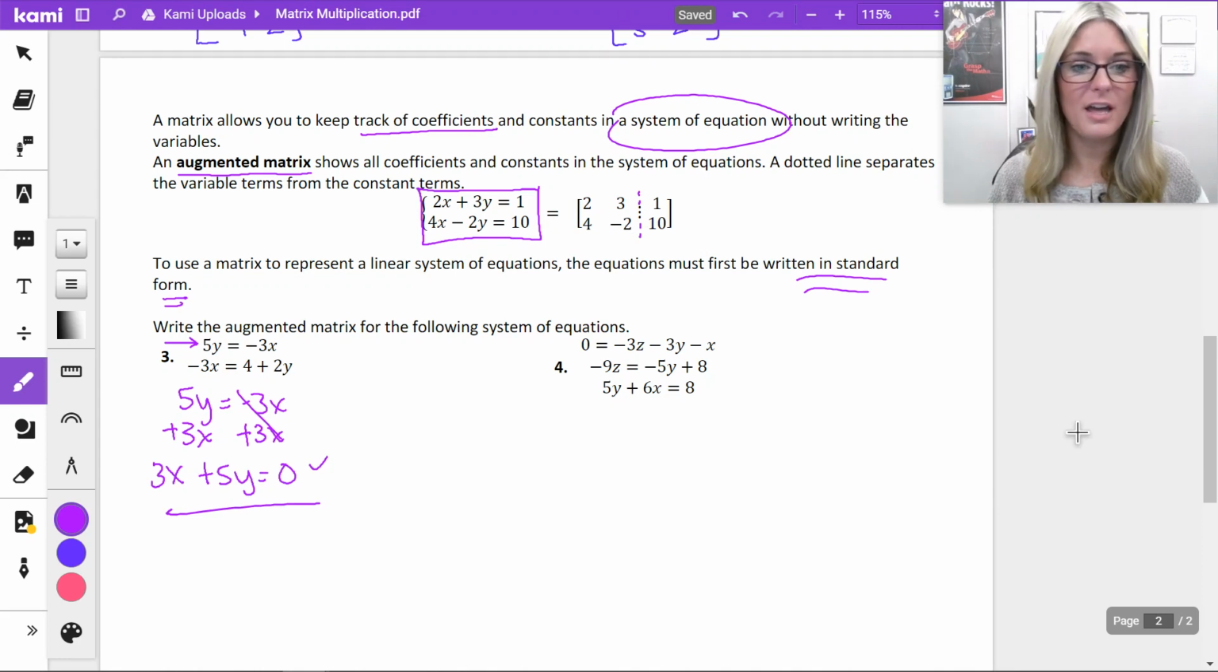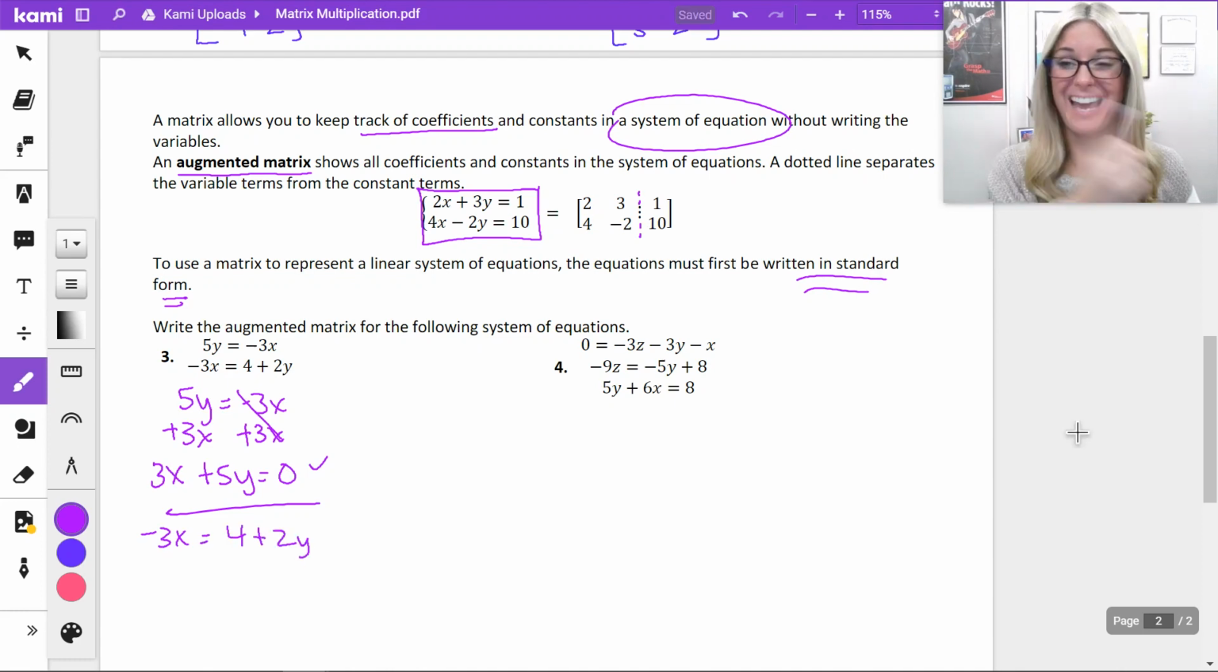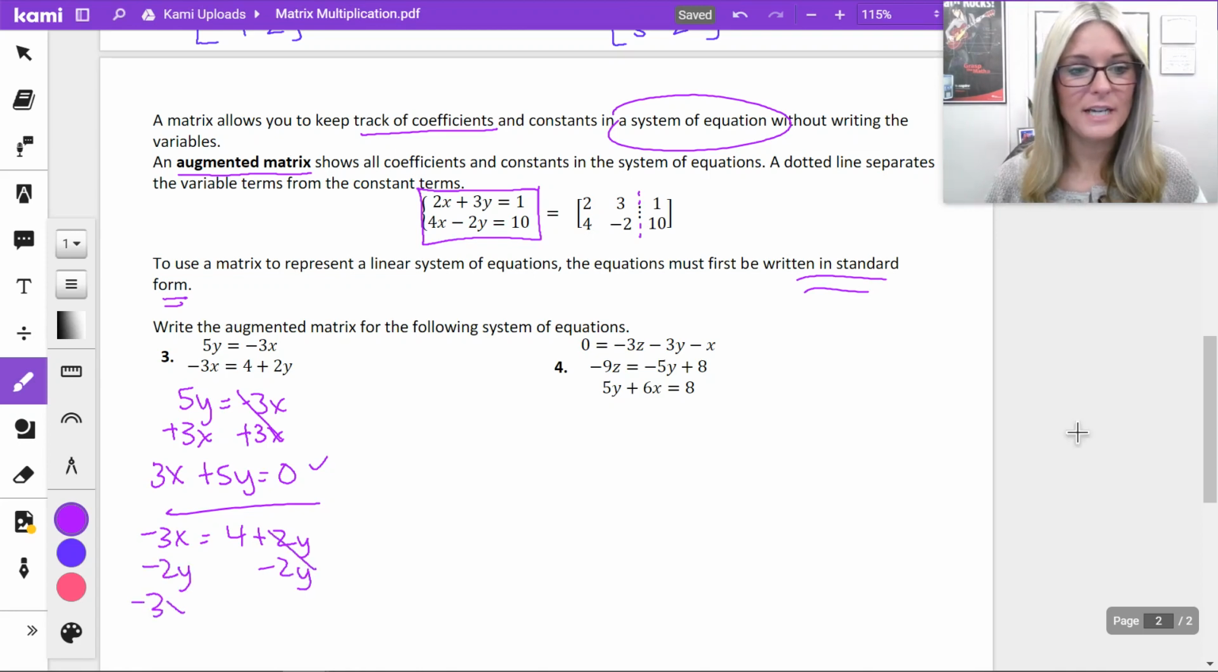Let's talk about the other equation. We've got negative 3x equals 4 plus 2y. I need the x and the y on the left, so let's subtract 2y to the other side. We have negative 3x minus 2y equals 4.